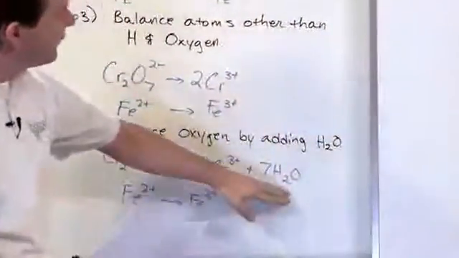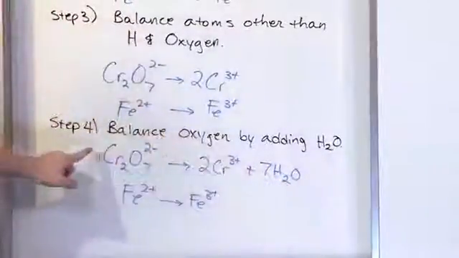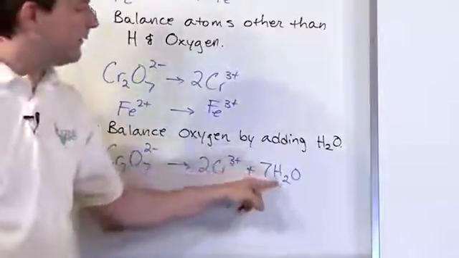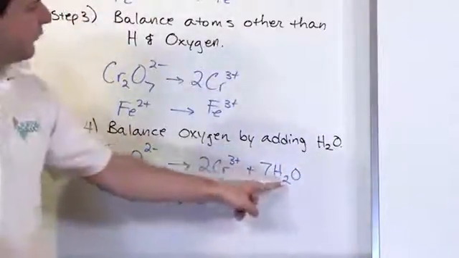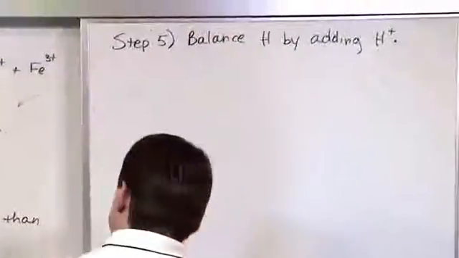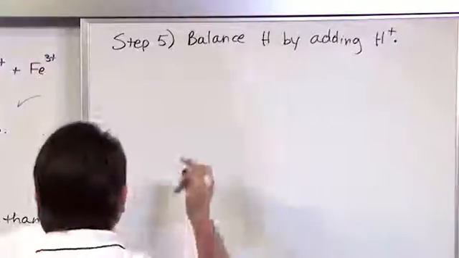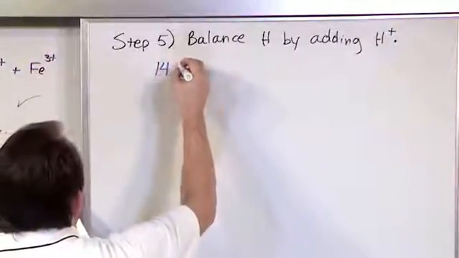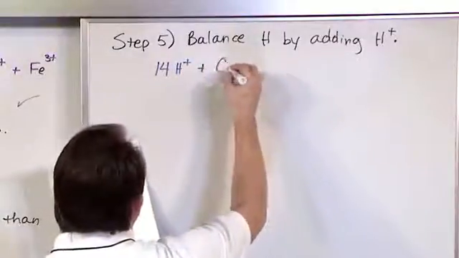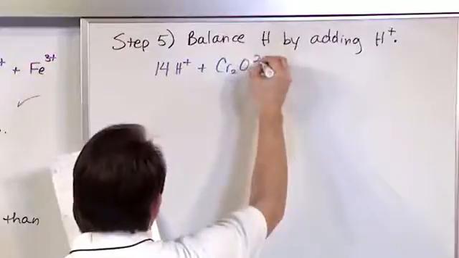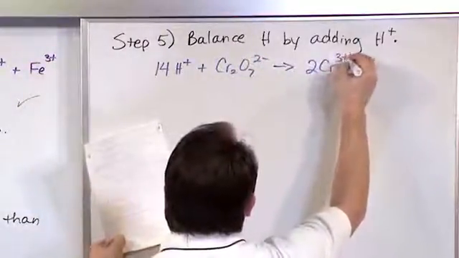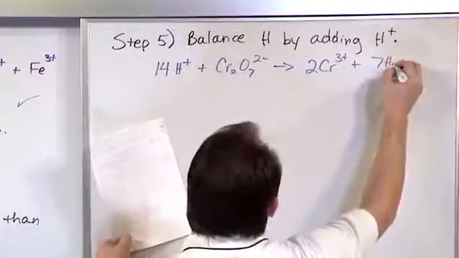So because we introduce these extra hydrogens here, we're going to add some hydrogen ions to the other side to balance. How many hydrogen ions do you think we need to add? Well, 7 times 2 is 14, so we'll need to add 14 hydrogen ions to the other side. You literally write it as 14 H+. You have to put the plus sign there because these are ions. Cr2O7 2- gives us 2 Cr3+ plus 7 H2O.